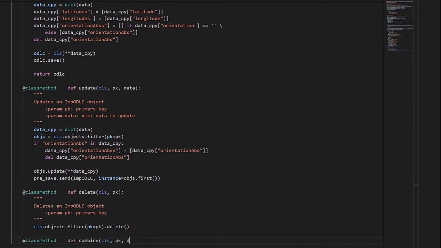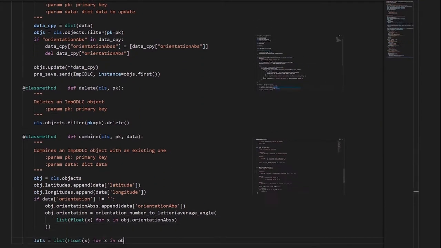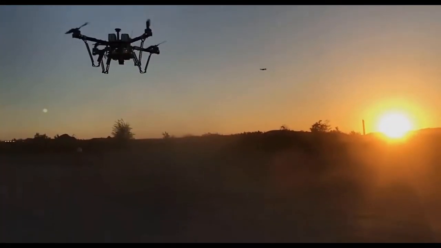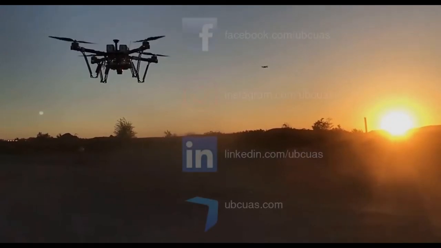We don't stop there either. What about obstacle avoidance, image geotagging, and payload communication systems? There's still so much to talk about, and even more to do.